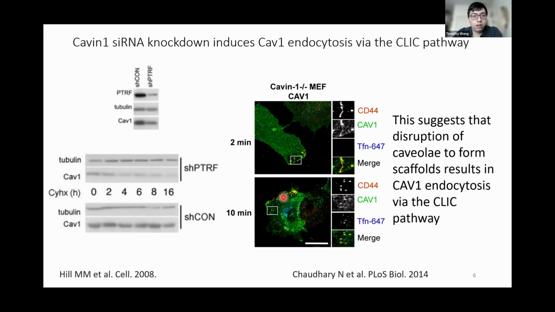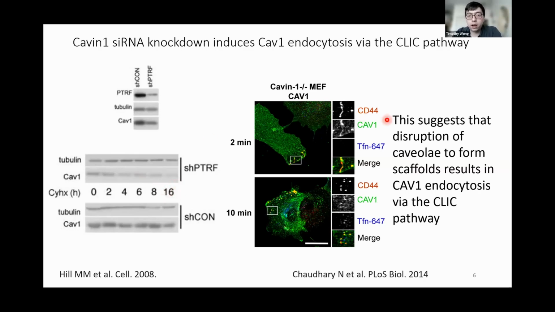A little bit additional detail, looking more at cavin-1. Cavin-1 was that coprotein that's necessary for the formation of caveolae. Work has been done demonstrating that knockdown or knockout of cavin-1, also known as PTRF, resulted in the degradation of CAV1. So when you remove cavin-1 and disrupt caveolae, you tend to degrade CAV1.